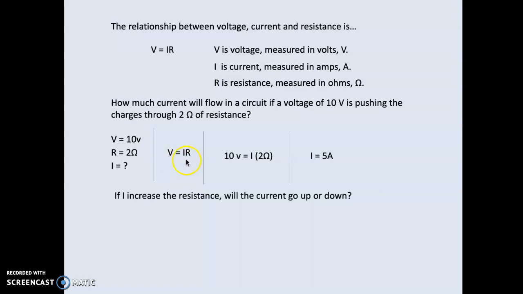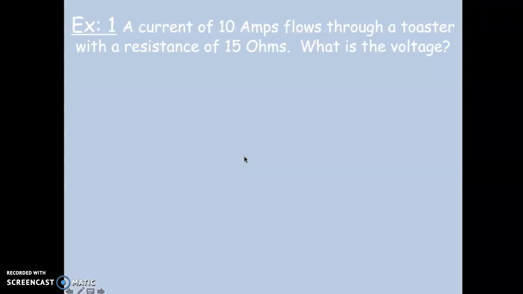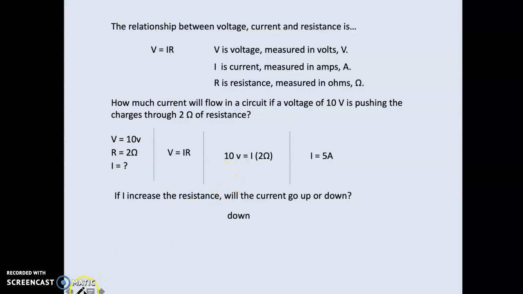So let's think about it this way. If I were to increase my resistance or make this number bigger, what would happen to the current? So instead of 10 divided by 2, say it's 10 divided by 5, my current would go down. Okay, and that's a really important relationship here.